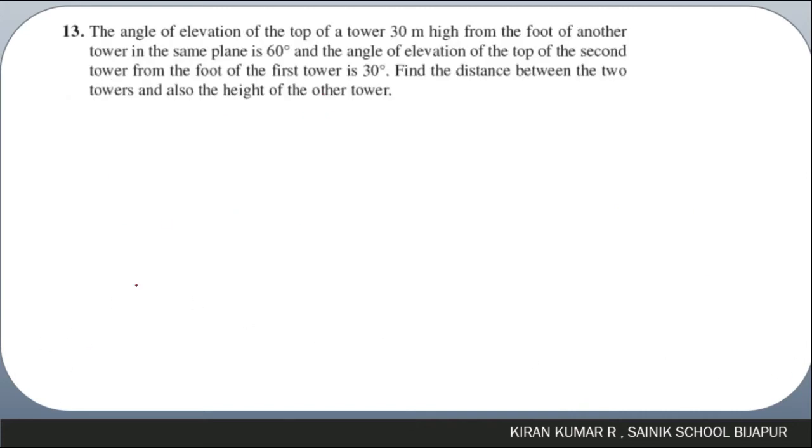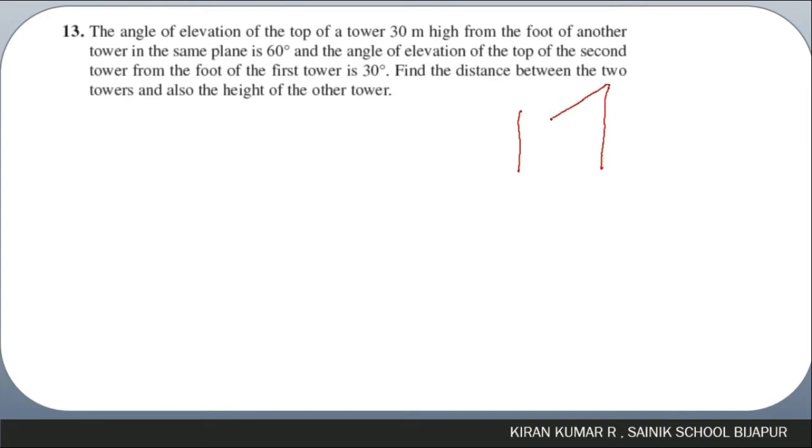Question number 13. The angle of elevation of top of the tower 30 meter high from the foot of another tower in the same plane is 60 degree, and the angle of elevation of top of the second tower from the foot of the first tower is 30 degree. Find the distance between the two towers. Also find the height of the other tower. So there are two towers here. One of the towers I'll consider here, another tower here. These are the two towers.